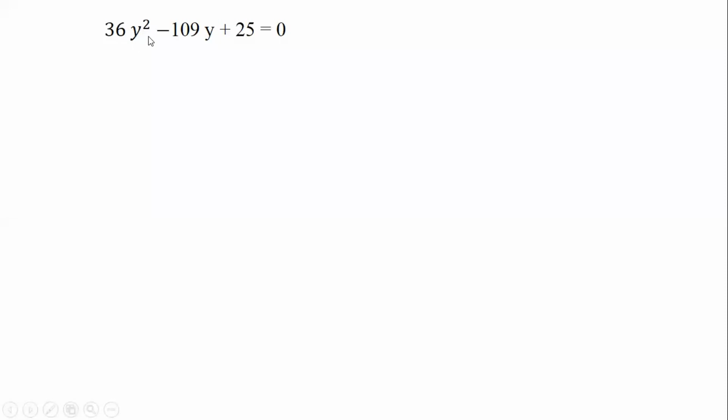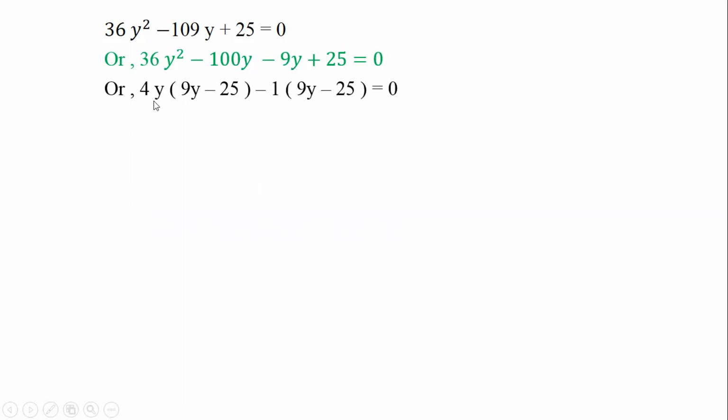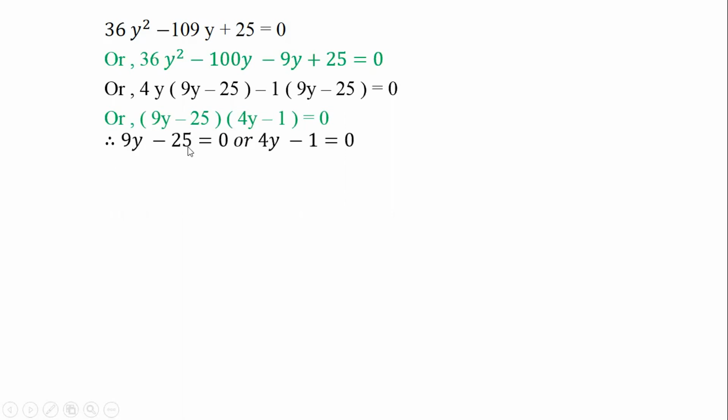Here 36y square minus 109y plus 25 equal to 0. If we split the middle term, then we get 36y square minus 100y minus 9y plus 25 equal to 0. If we take common 4y, then we get 4y into (9y minus 25). And if we take common minus 1 from the last two terms, then we get minus 1 into (9y minus 25) equal to 0. Here we get (9y minus 25)(4y minus 1) equal to 0. So 9y minus 25 equal to 0 or 4y minus 1 equal to 0.